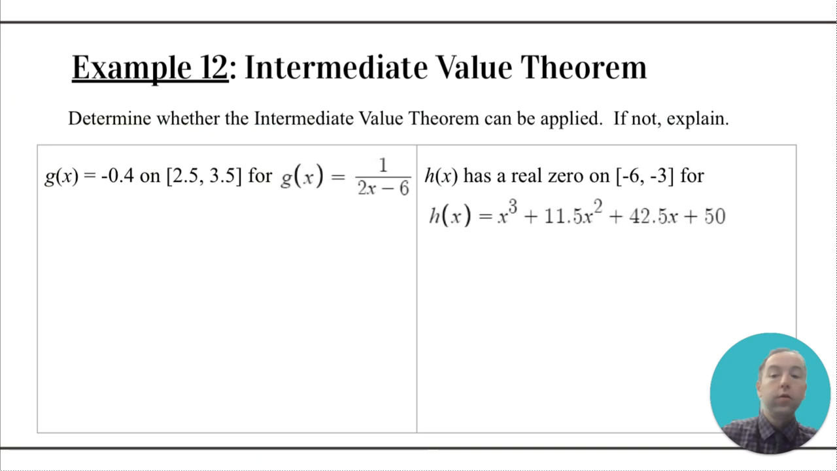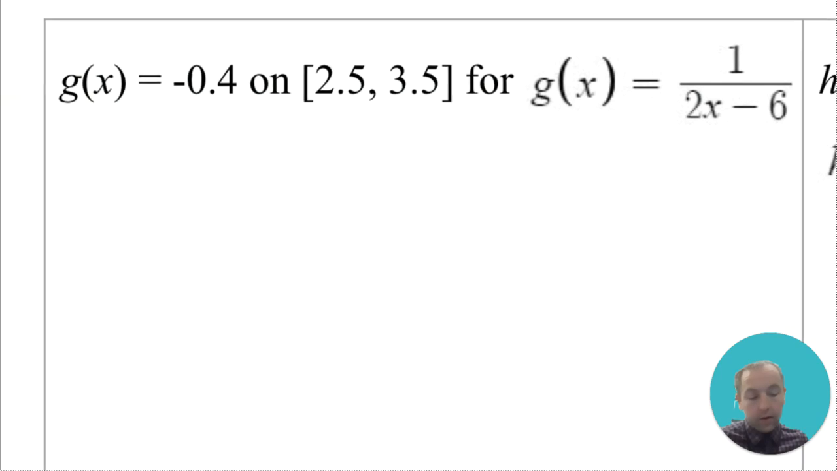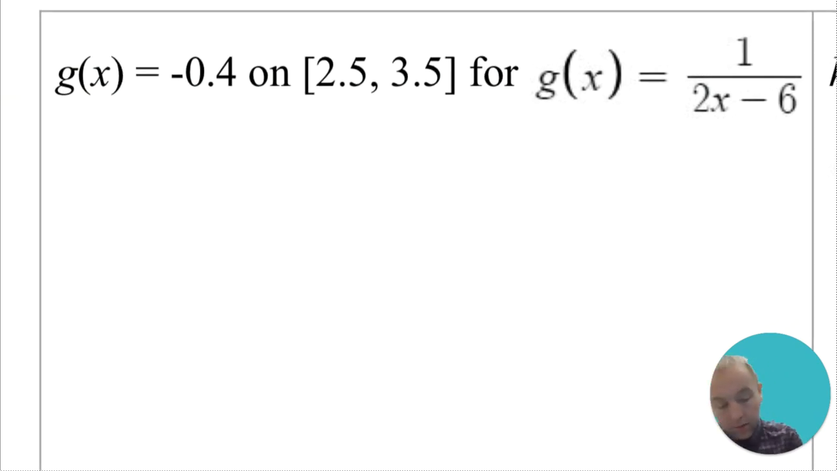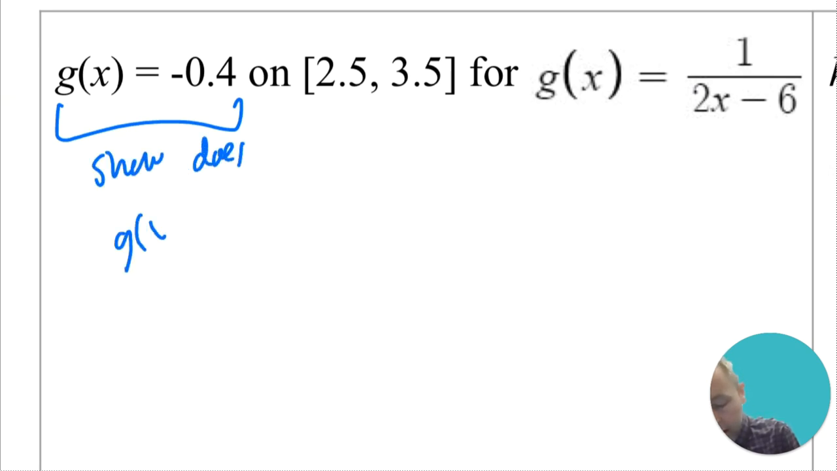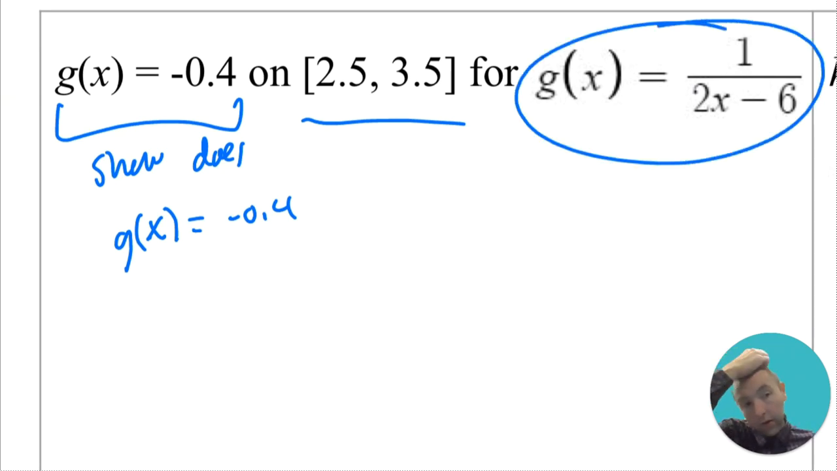So here's a couple examples where we want to determine whether we can actually use the IVT to prove that we attain some particular function value. So in this example right here, we want to try to show: does g of x actually equal negative 0.4 on this interval of the domain, so when x is a number between 2.5 and 3.5, for this particular function, g of x.